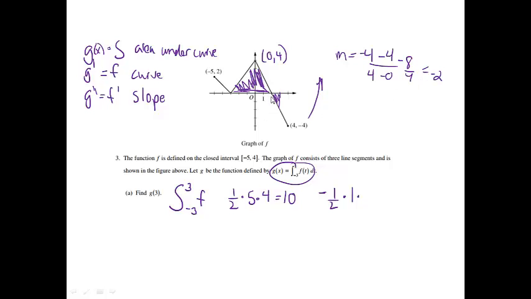So I know from this point I would go down 2 over 1. So this point is going to be at -2, so the height of that is going to be 2. So -1/2 times 1 times 2 is a -1. And if I put those two together, 10 minus 1 will be 9. All right, and that was worth only 1 point, doggone it.